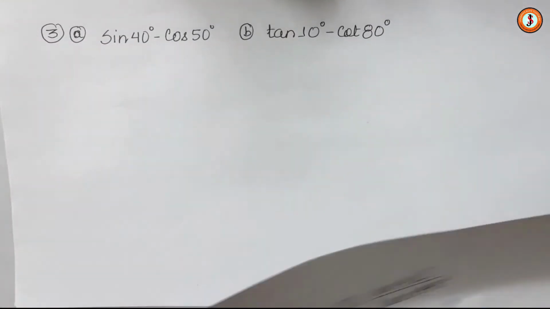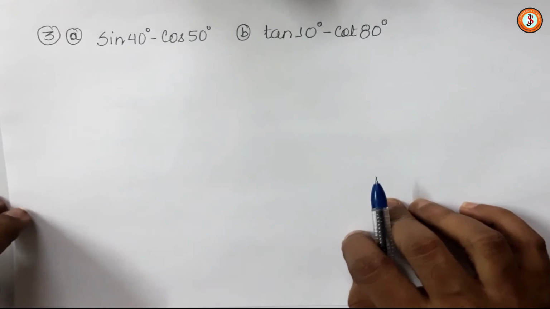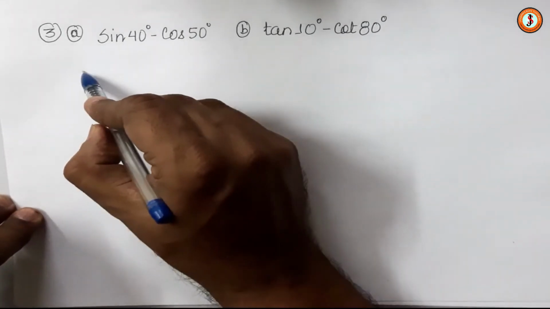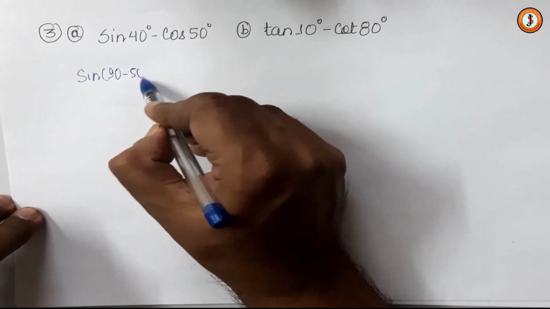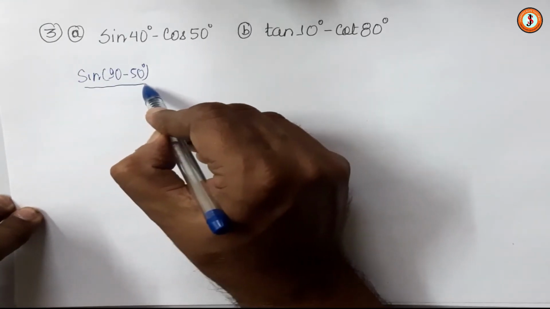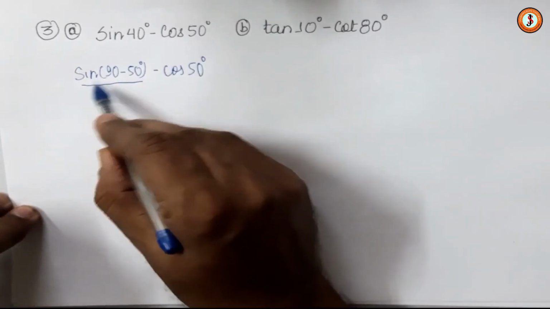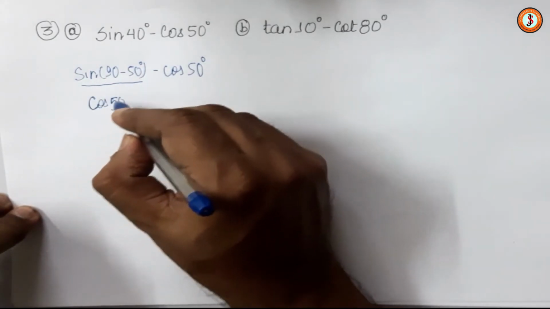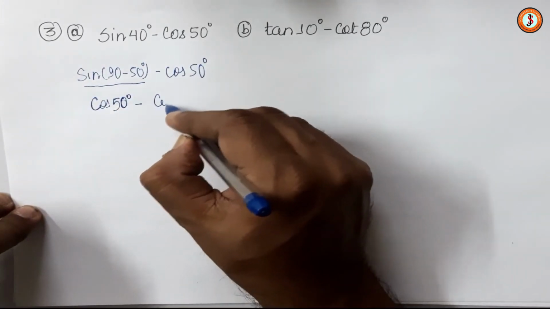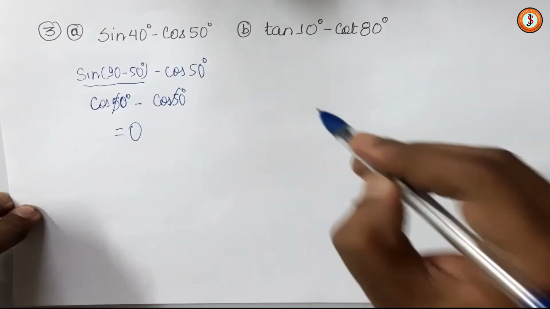Now do we have some other problem? Yes, we have another problem. Sin 40 minus cos 50. So sin 40 I can change into cos. Sin 40 can be written as sin 90 minus 50, the first step being only the angle change. Second step, sin 90 minus theta is cos theta. That means cos 50 degree minus cos 50 degree. So now that cancels out. So the answer is 0.